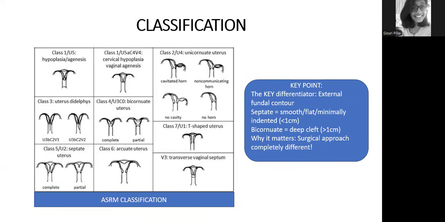Coming to the classification, the key differentiator is the external fundal contour. A septate uterus has a fundal contour of less than 1 centimeter indentation, while a biconjugate uterus shows a deeper cleft, which is greater than 1 centimeter. This distinction is critical because the surgical approach is completely different, with a septate uterus requiring hysteroscopic metroplasty, while a biconjugate uterus typically requires no intervention.